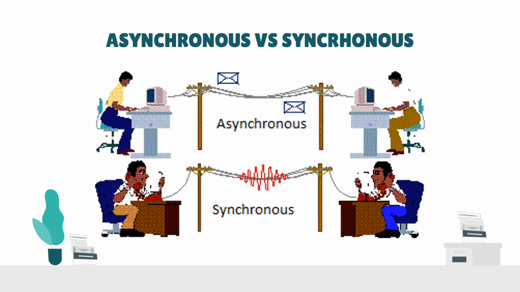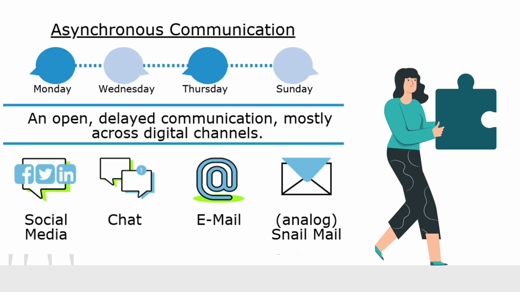Now let's talk about the difference between asynchronous communication and synchronous communication. These two terms are really important, especially when you develop online learning. First, asynchronous communication. What is it? It's an open, delayed communication mostly across digital channels. So it is not synchronous, not in the same time. So for example, you send a message on Monday, you will not receive the feedback until Thursday, like that. So there is a delayed communication. So that's why it is called asynchronous.